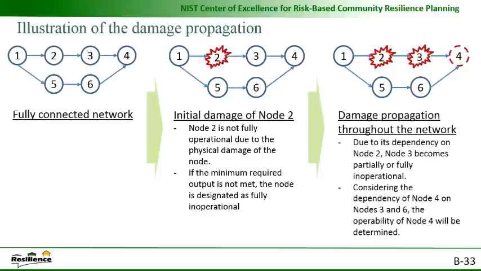Then this inoperability of node 2 is propagated, and node 3, which is fully dependent on node 2, is damaged. Then the operability of nodes 3 and 4 is determined solely based on the dynamic inoperability input-output model. Similarly, as for node 2, the minimum required output is used to determine the total damage of node 3.